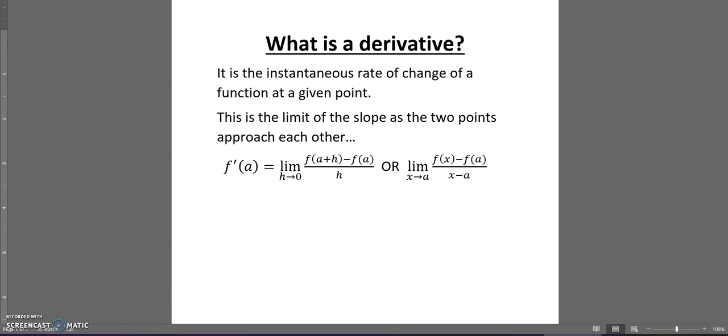So I'm often asked, what is a derivative? It is the instantaneous rate of change of a function at a given point. Now remember, rate of change is slope, so you need 2 points.